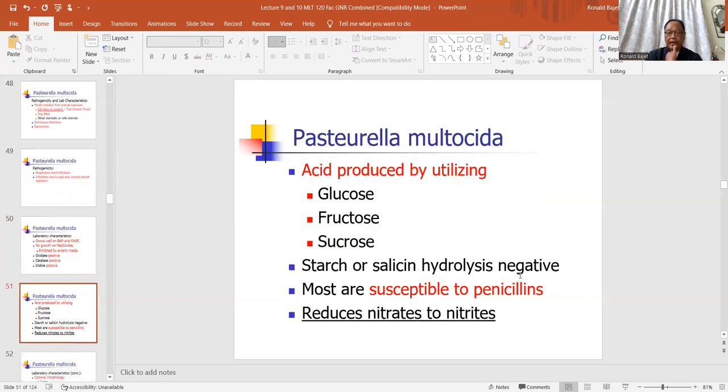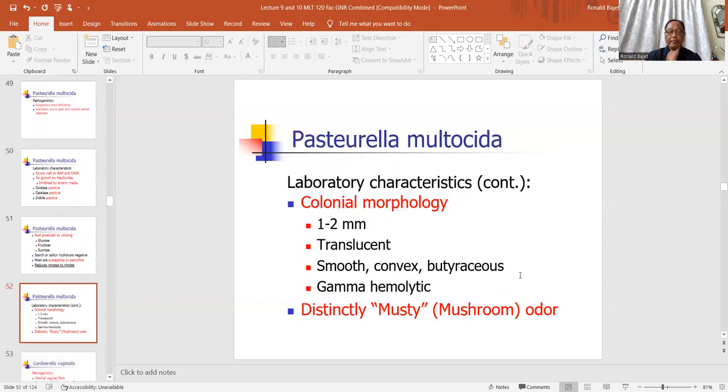It will produce acid by utilizing glucose, fructose, and sucrose. And like I said, you get a multocida infection from a cat scratch. Very easy to treat. Just give the patient penicillin. It's very susceptible to penicillin. And it will reduce nitrate to nitrite.